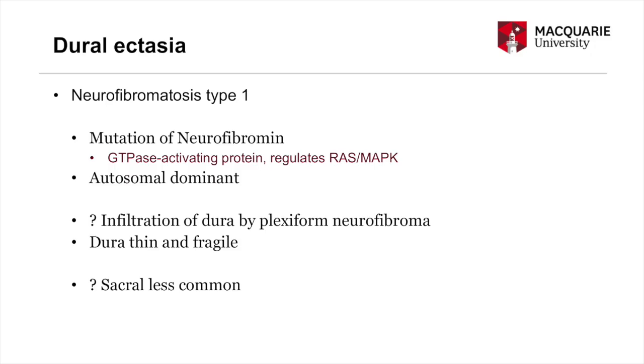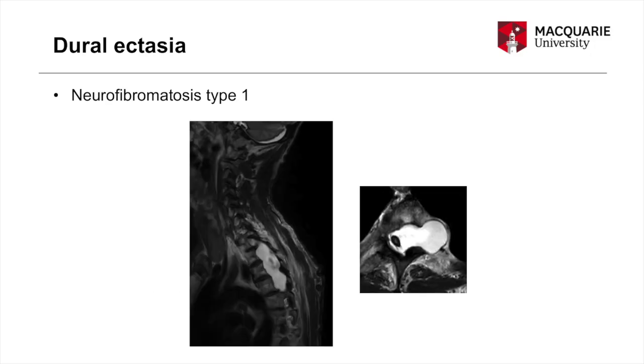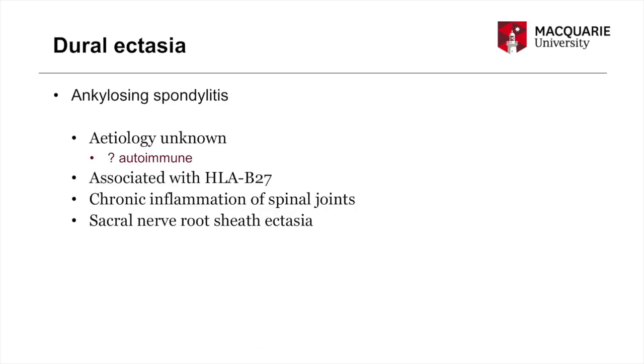There is a theory that it's infiltration of the dura by plexiform neurofibroma, but my experience is that that's not really likely. The dura is very thin and doesn't seem to have what would be considered infiltration with tumor. And in NF1, the sacral enlargement, in my experience at least, is less common and suggests it's perhaps a different underlying etiology. This is that patient with neurofibromatosis type 1 presenting with superficial siderosis, and as I say, it's not sacral.